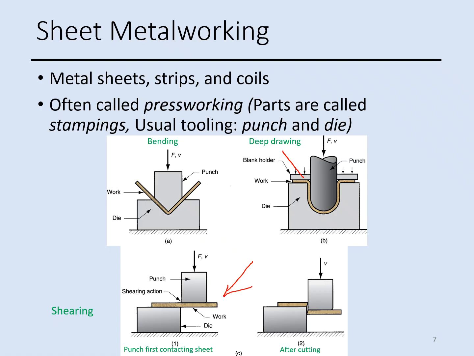In bending, the process involves straining a metal sheet or plate to take an angle along a straight line. So we apply a certain load until we get the desired angle on this workpiece. It's called bending. The next one is drawing.